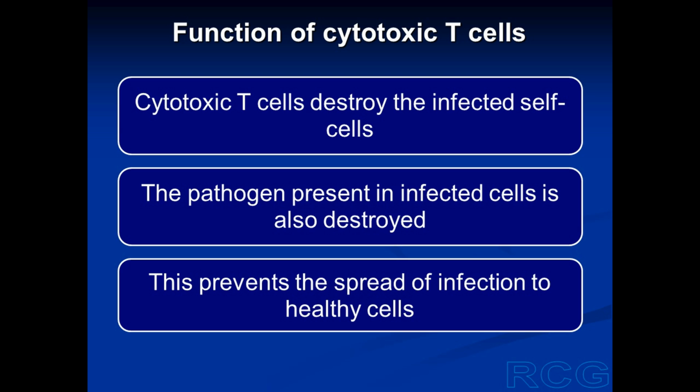If the infected cell is not destroyed, the pathogen will multiply inside this cell. After some time, this cell will rupture, the pathogen will be released. And this pathogen can then infect other healthy uninfected cells. So by destroying the cells having the pathogen, the cytotoxic T cells prevent the spread of infection to other healthy uninfected cells.